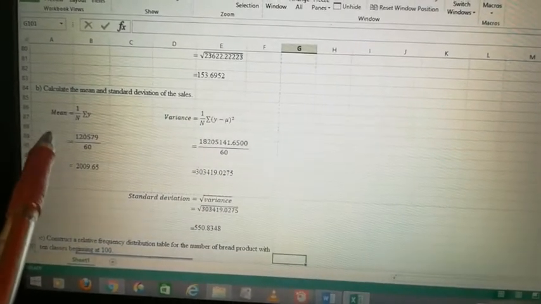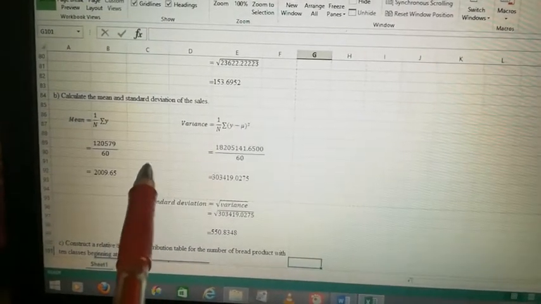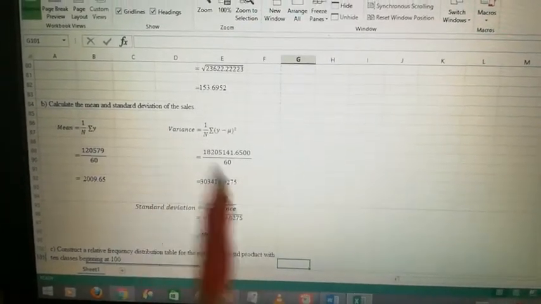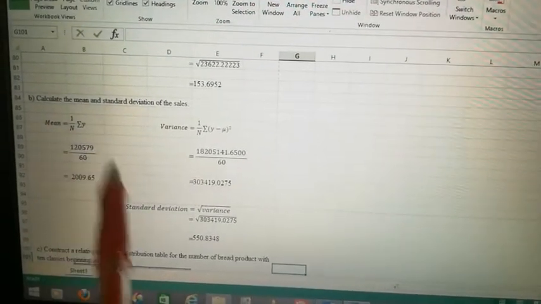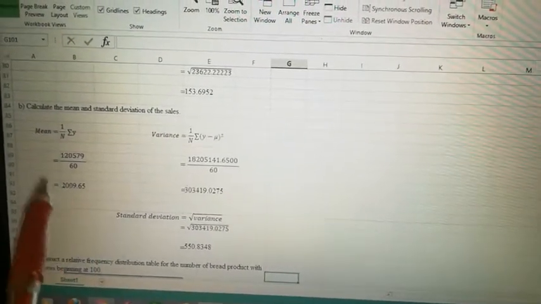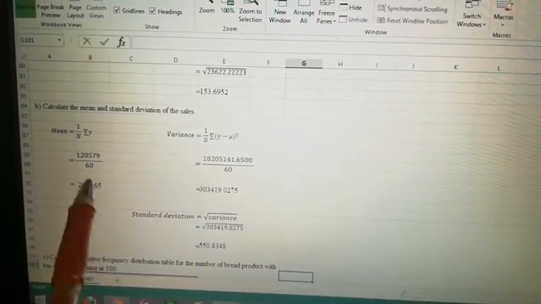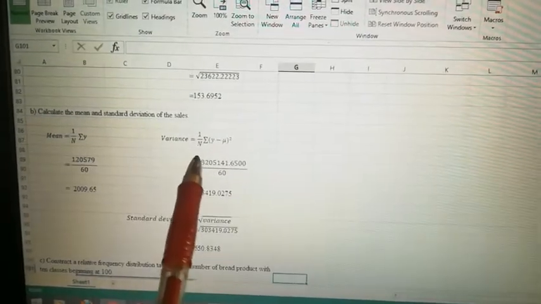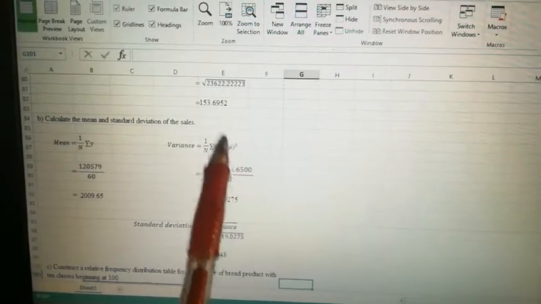Proceed to question B. Calculate the mean and standard deviation of the sales. Okay, for the mean, we use the formula 1/n summation of y, because the previous question asked for the mean and standard deviation for the number of product. We let it be x, then we use y to differentiate both of them. Then calculate, then we get 2,900.65 for the mean. Then for the variance, we use the formula 1/n summation of y minus mean squared.